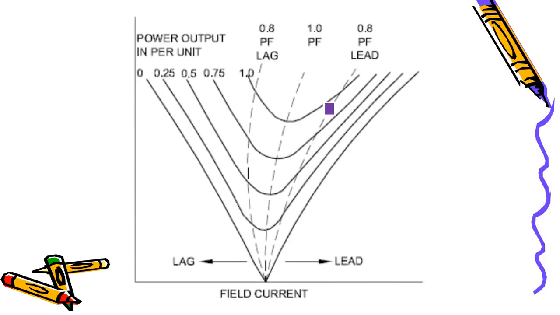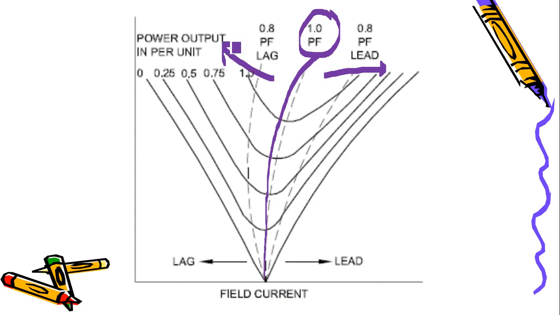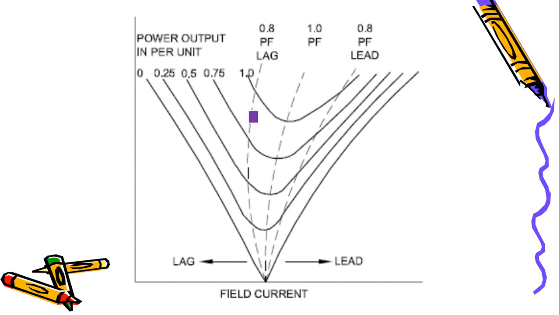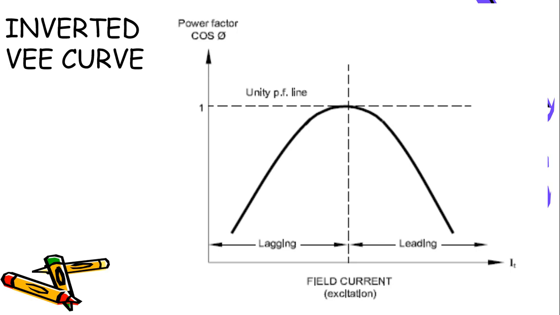So we'll be able to see for all the types of loads, it will be having the lowest load current at unity power factor. As the power factor is decreasing, as we discussed earlier, the load current goes on increasing. So this is known as what? V curve. And we can just make an inverted V curve. How? By plotting a curve between the field current and the power factor.